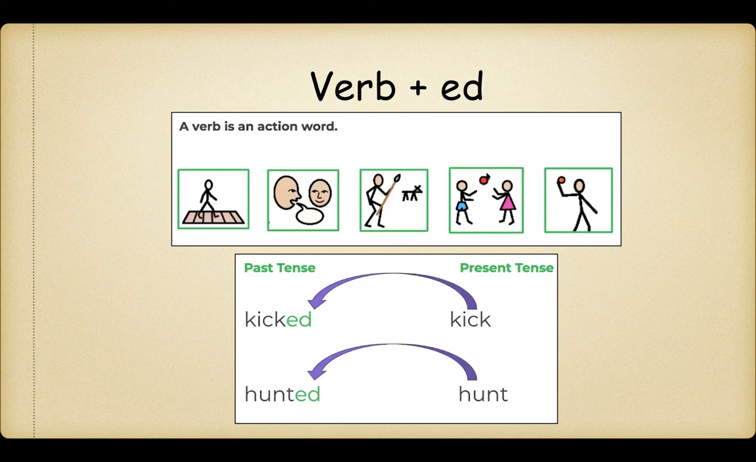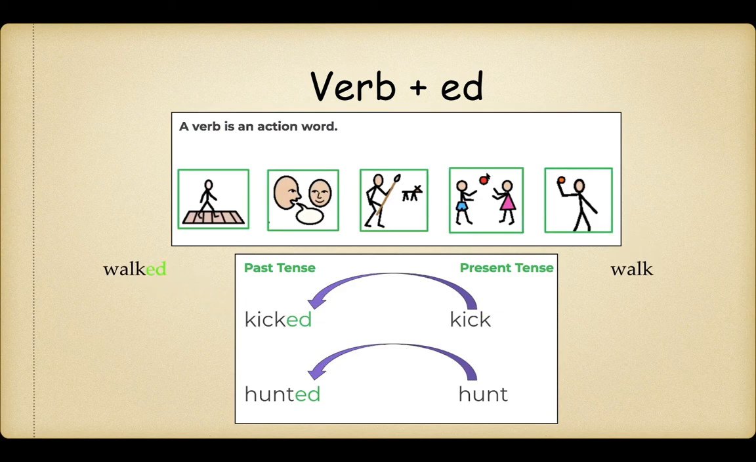You can hunt a wild animal, which is doing it right now, or if you say I hunted the wild animal, it means that you did it in the past. Not now. Could have been yesterday, or the day before, or a week ago. It's in the past. So kick, if you add ed, changes to kicked, which means it happened in the past. I kicked the ball in the football match yesterday. I hunted the wild animals last week. So it happened in the past.